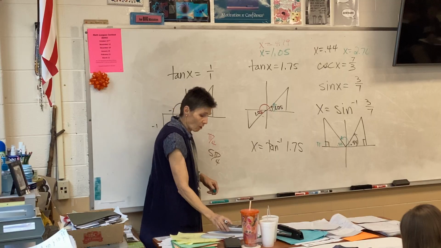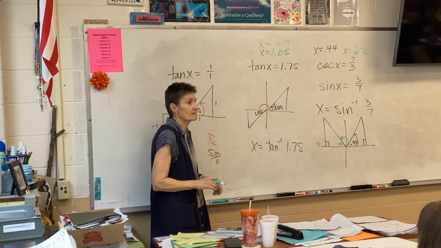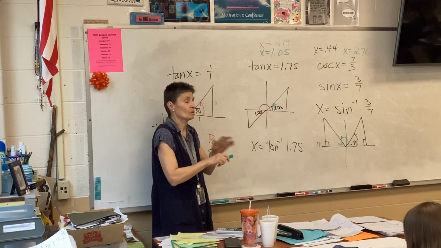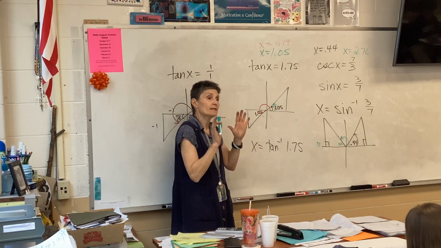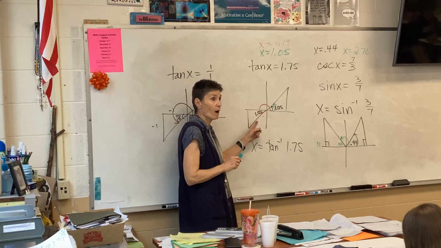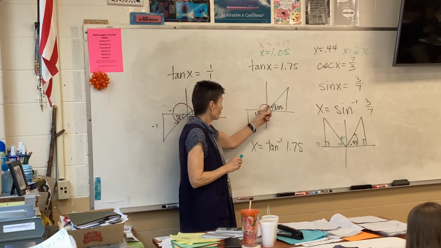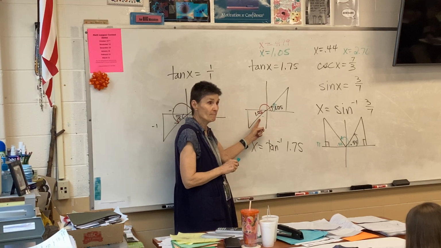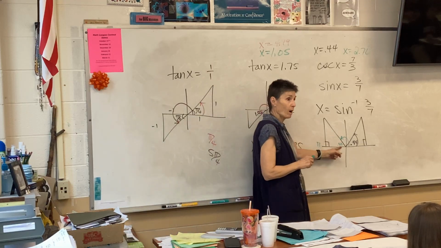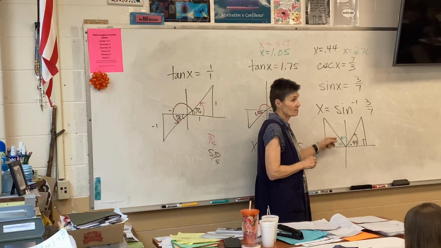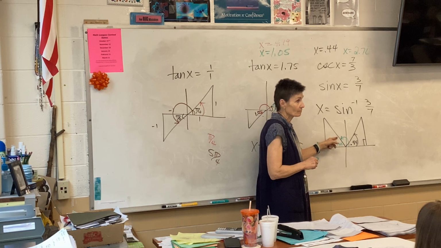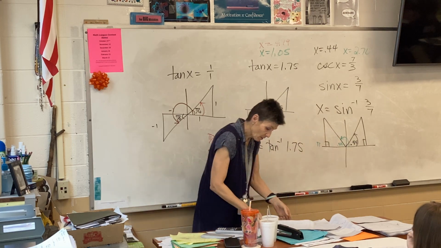Now, kids always try to memorize this, and we end up with all kinds of confusion. They say, well, how do I know if I add or subtract? Kids, if you're in this quadrant, you're going to do pi plus some. If you're in this quadrant, you're not getting to pi, so you're backing up from pi. This is pi minus. Okay, one more.